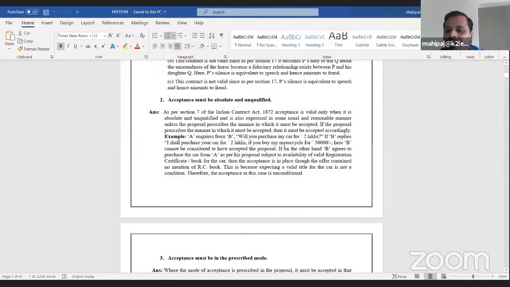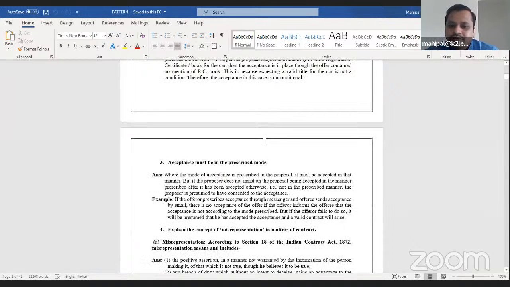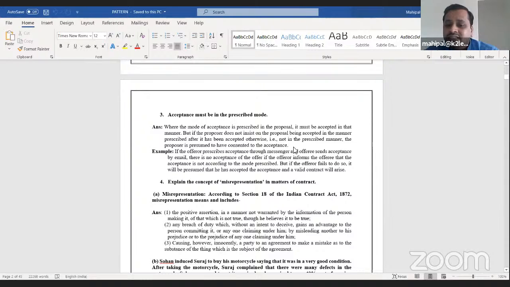Acceptance must be absolute and unqualified. What does it mean? The acceptance given by the promisee must be as per the offer, without any change. You can give one example. Again, prescribed mode. The acceptance must be in the prescribed mode as mentioned by the offerer. If the mode is not mentioned, it should be in any of the usual modes.